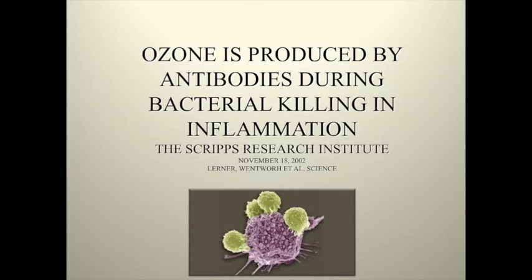Now antibodies were thought to be what? Markers, and they send out interleukins and information: okay, these are the bugs, let's go get them. But they produce ozone through this water catalytic pathway. What they also discovered through the Scripps Institute is that this is how the immune system kills the bugs. Neutrophils and macrophages actually produce ozone.